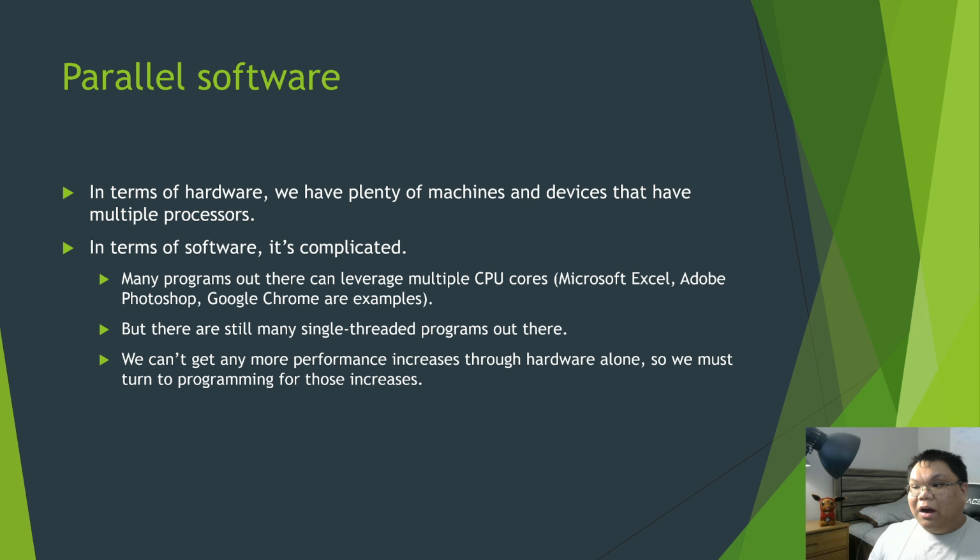In terms of hardware, we have plenty of devices and machines that have multiple processors. In terms of software, it's complicated. Many programs out there can leverage multiple CPU cores. Microsoft Excel, Adobe Photoshop, and Google Chrome are some good examples. I could also include Blender, because when it comes to rendering in Blender, you can divide that work between multiple CPU cores. Though there's also the GPU option for rendering in Blender as well.